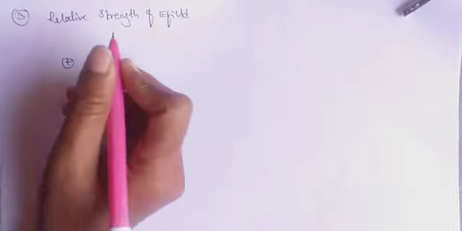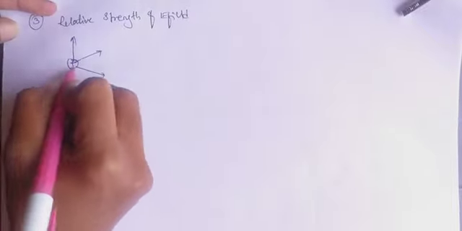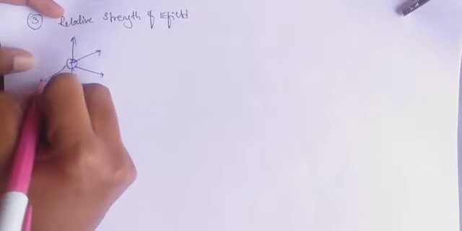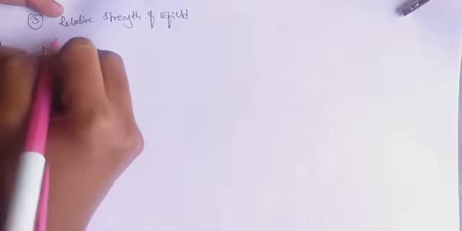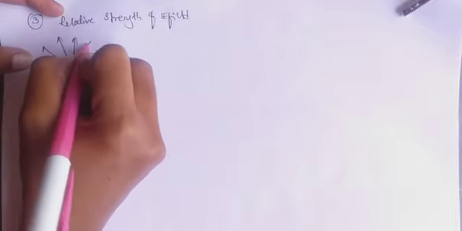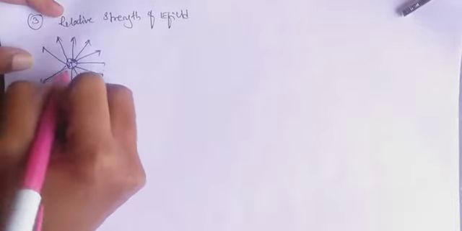And the next property is the relative strength of the electric field. Strength of the electric field means, here this is a positive charge, so from the positive charge all the electric field lines are directed away from the charge, that means they are radially outward. These are the electric field lines in the outward direction.